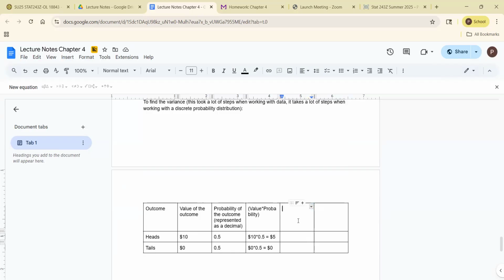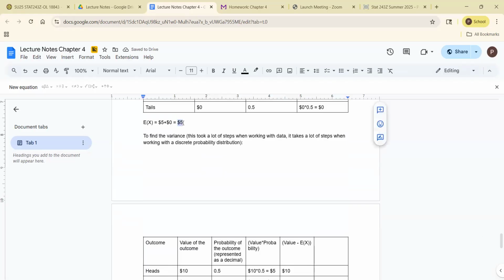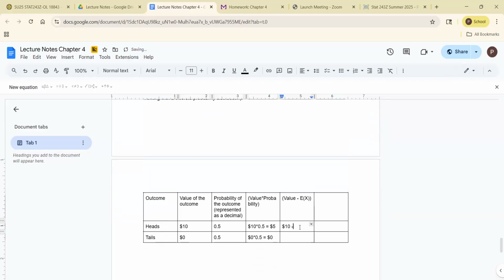So in order to find the variance, the first thing you need to have is the value minus the expected value of the whole distribution. So our value of the outcome is $10. The expected value was $5. So it's $10 minus $5. And I'm going to do that for each of the possible outcomes. Here it's going to be $0 minus $5. So on the top, it's going to be 5, and on the bottom, it's going to be negative 5.